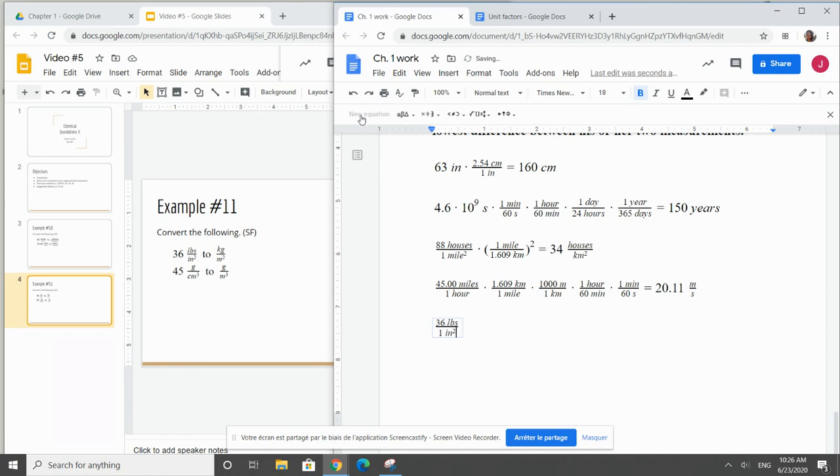So I've got 36 pounds per square inch, which is a unit of pressure. I now want to convert this to kilograms per cubic meter. I'm going to start by converting pounds to kilograms. Now I'm going to be converting from inches to meters. I don't have a direct conversion on the sheet that I gave you, so I'm going to have to stop through centimeters first. And then because inches is squared, I'm going to need to square the unit factor.